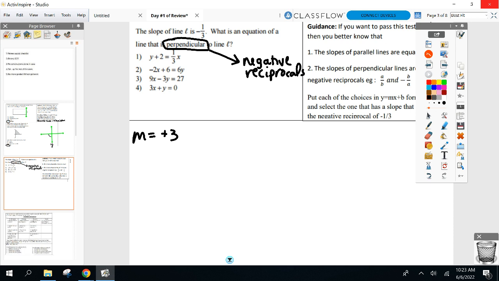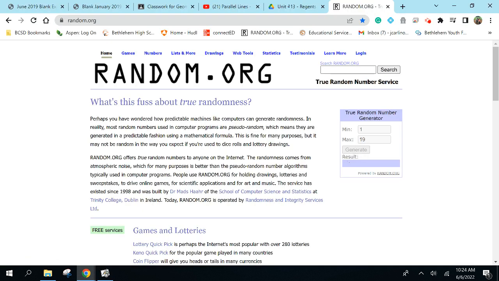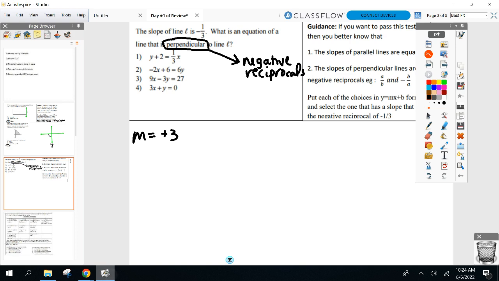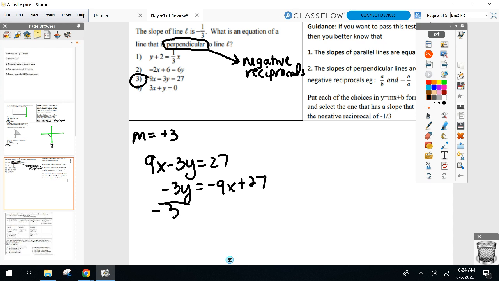Find it. Which one comes out to be positive 3? 13? 3. Good job, Melissa. If you guys want to see where she got that, 9x minus 3y equals 27. I subtract 9x over and divide by negative 3. And when you do negative 9 divided by negative 3, that's where the 3x comes from.